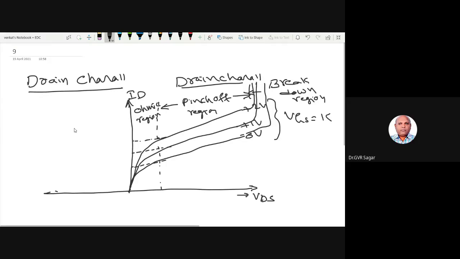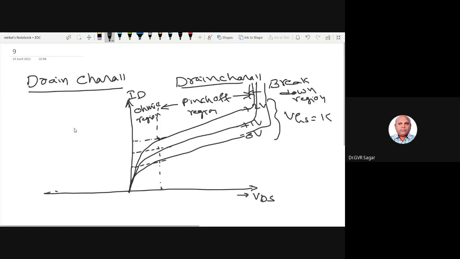The definition for pinch off is again the same here: at what voltage of VDS does the current start to become constant, or the current reach its maximum. That voltage point is called the pinch off. The pinch off also occurs here.